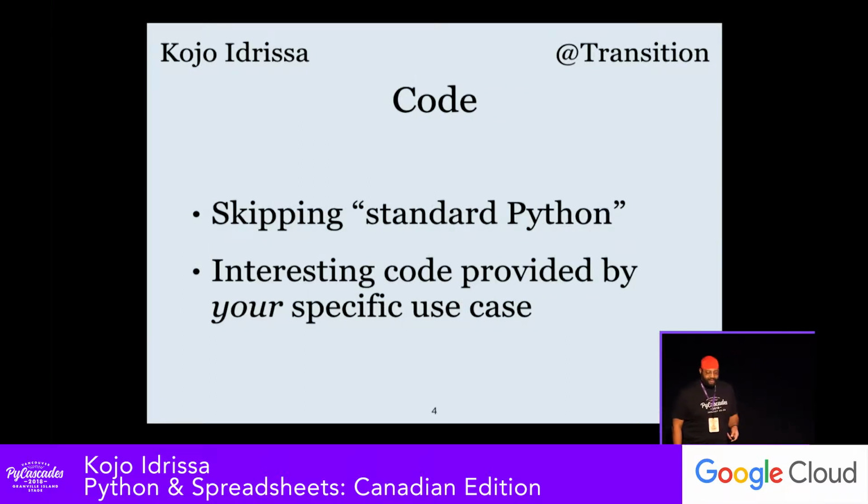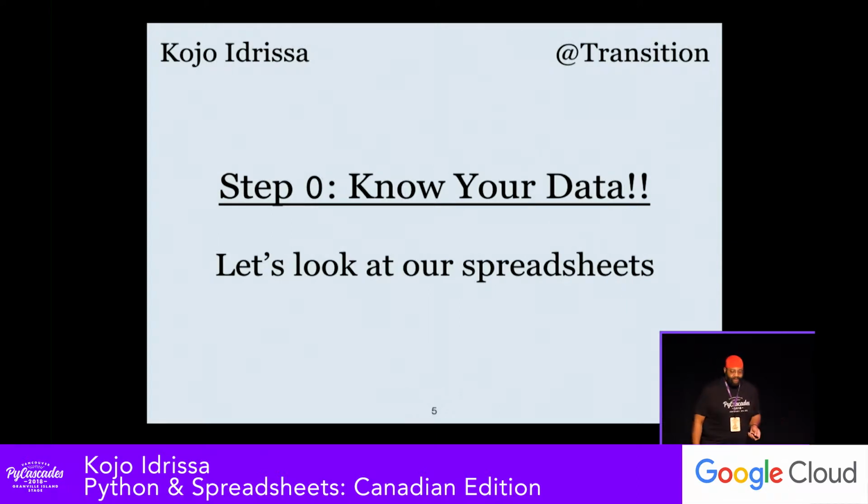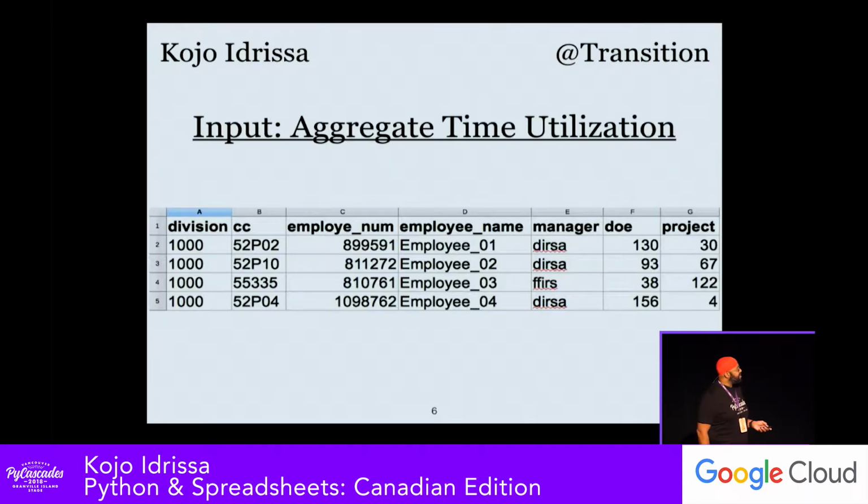Again, I'll be skipping through some of the standard Python stuff, because the actual interesting code will be based on what you're trying to do in your specific use case. I'll instead focus more on the actual uses of the library, the quirks that happen, the non-standard Python stuff that happens when you're using this library, or in these situations working with spreadsheets. So step one, if you're working with a spreadsheet, is that you have to know your data. You have to be familiar with the data that you're working with. So let's take a look at this data and this problem space.